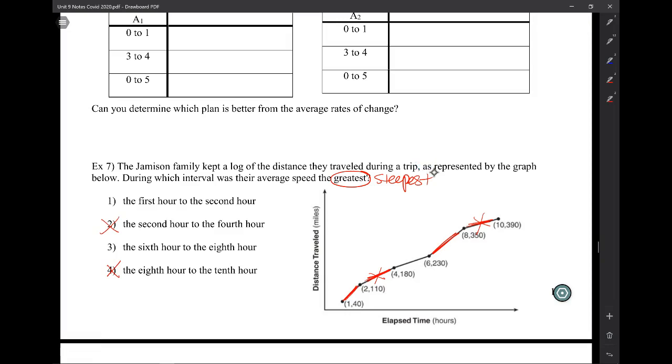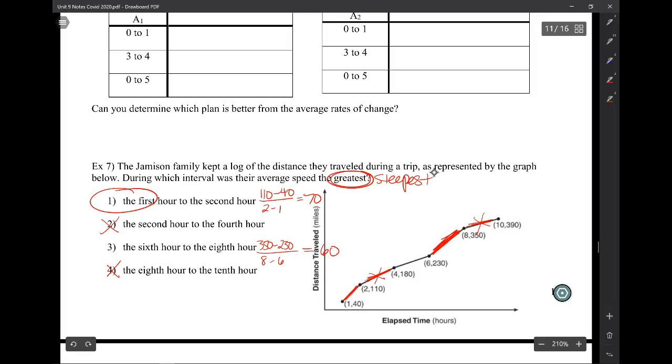So from the 1st to 2nd hour, y2 minus y1 over x2 minus x1. So that's going to give me a slope of 70. And if I go from the 6th to the 8th hour here, I have 350 minus 230 over 8 minus 6. And so that's going to give me an average rate of change of 60. So if I want the greatest, that's in the 1st hour.